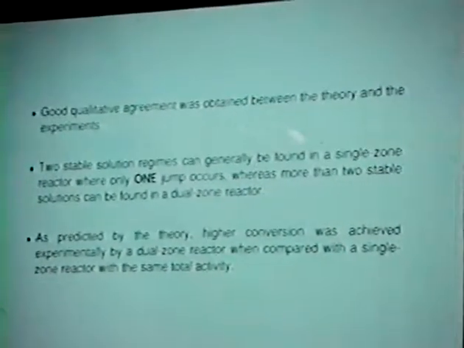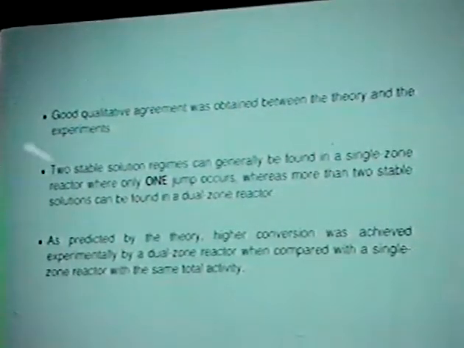And also, good qualitative agreement was obtained between the theory and experiment. 2 stable solution regimes can generally be found in a single zone reactor, where only 1 jump occurs, from the high to the low conversion. And when we have a dual zone reactor, we can expect more than 2 stable steady states to occur. And as the theory predicted, high conversion can be achieved by packing the reactor with 2 catalysts, and it can have improvement over the single zone reactor.